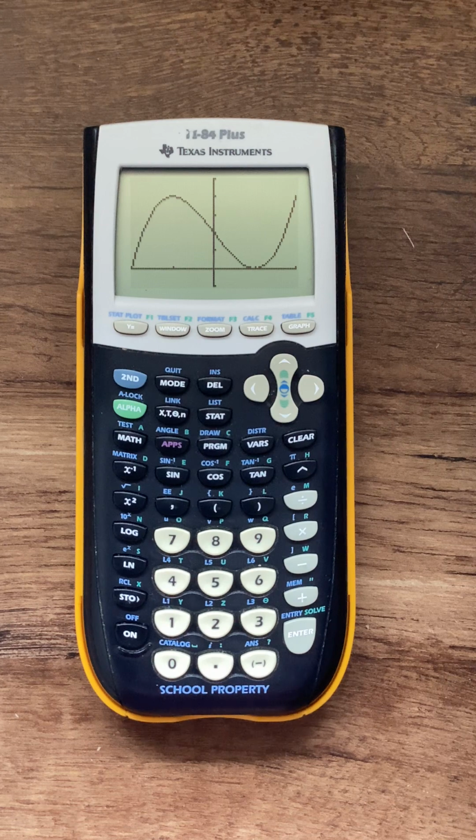So practice changing your window, but basically just imagine that you're outlining a box around the part of the function you care about, and then set your x-mins and x-maxes and y-mins and y-maxes to what lets you see the function. Next, I'm going to show you this thing called a zoom box. This is like a cheat code to the window stuff.